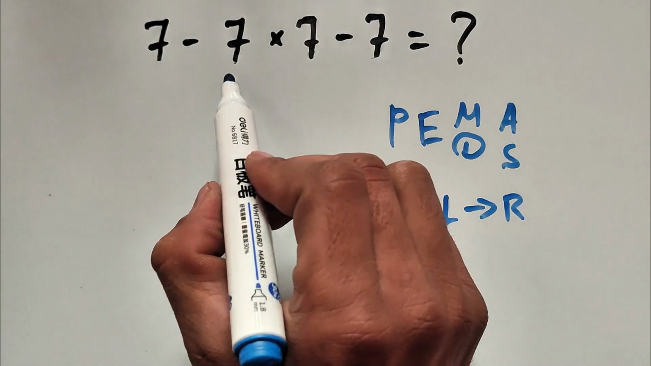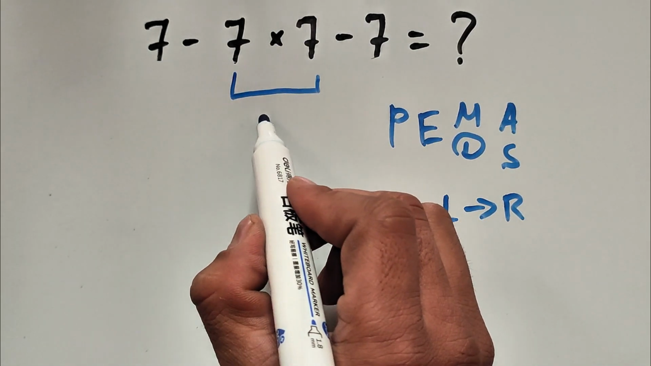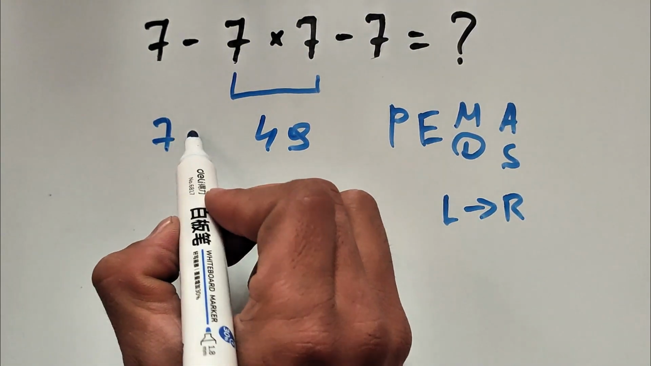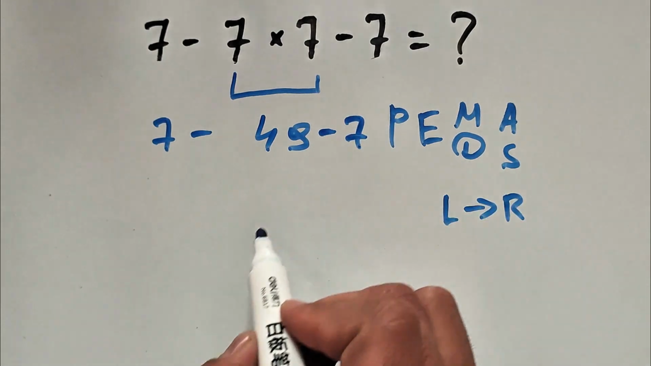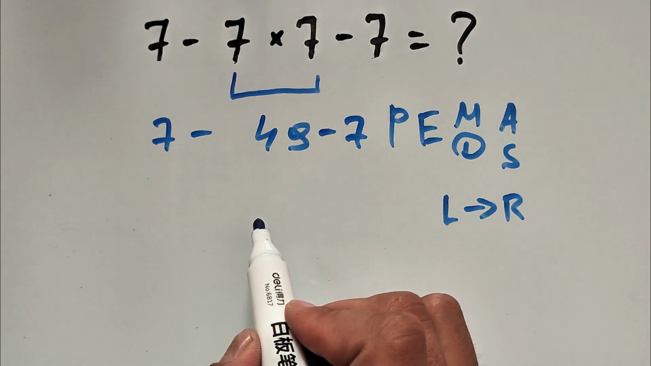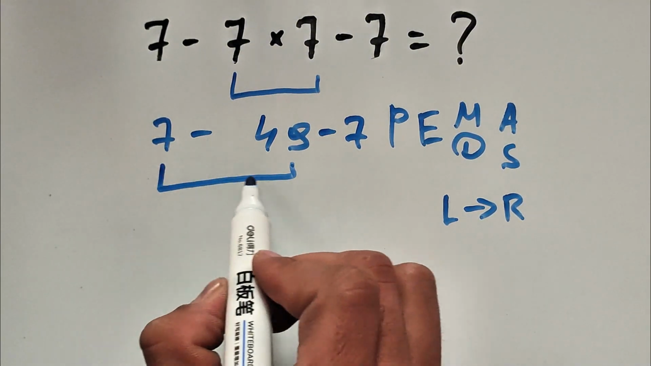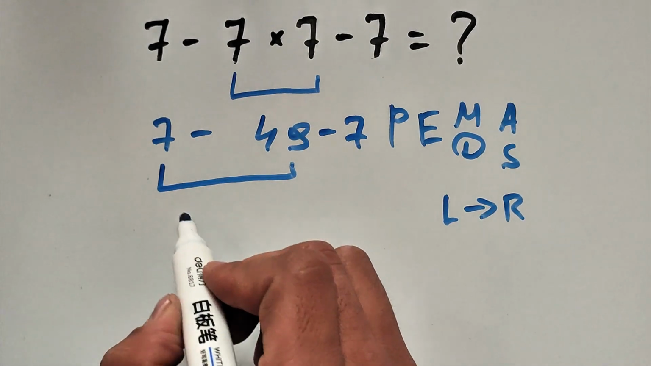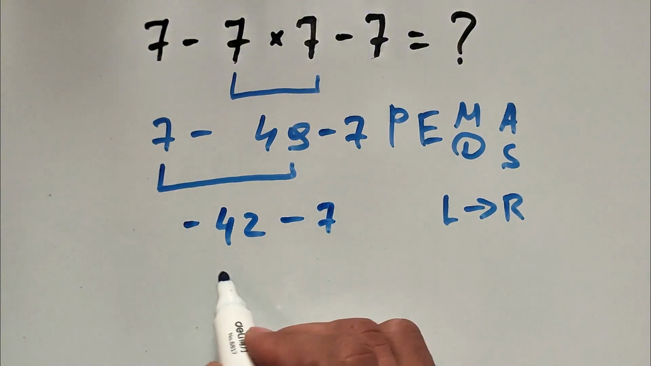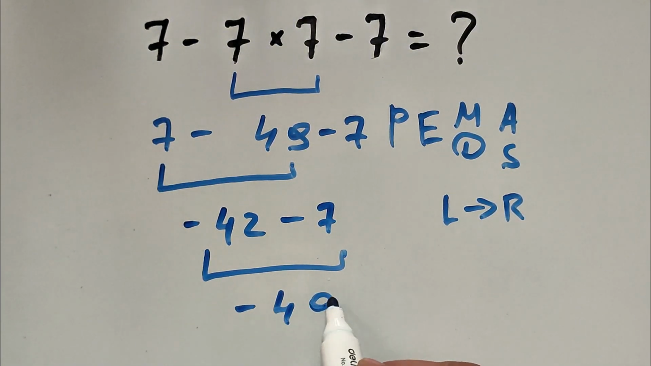Here, first we have to work this. 7 multiplied by 7 gives us 49, and we have to copy that part, 7 minus and minus 7. And when there is subtraction, first we have to begin to work from the left to the right, and 7 minus 49 gives us negative 42, and minus 7 gives us negative 49.